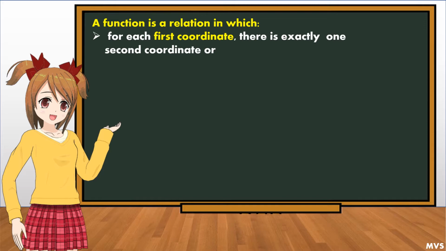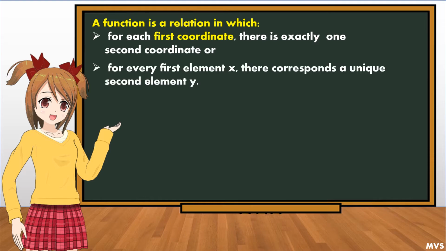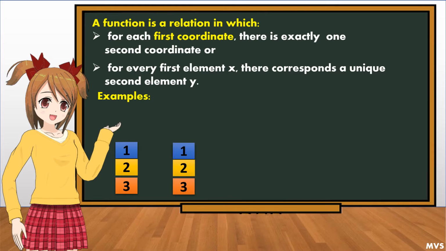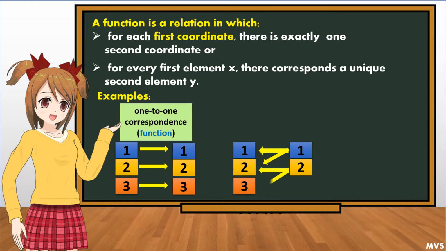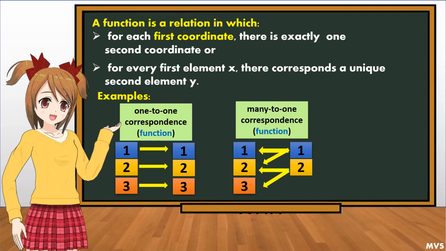A function is a relation in which, for each first coordinate, there is exactly one second coordinate, or for every first element x, there corresponds a unique second element y. Examples: first coordinate 1, 2, 3, second 1, 2, 3. 1 corresponds to 1, 2 corresponds to 2, and 3 corresponds to 3. Relation 1 to 1, correspondence. Therefore, that is function. Next is 1, 2, 3, that is the first coordinate. Second, 1 and 2. 1 corresponds to 1, 1 corresponds to 2, and 2 corresponds to 2, 2 corresponds to 3. Relation, many to 1. Correspondence, therefore, that is function.